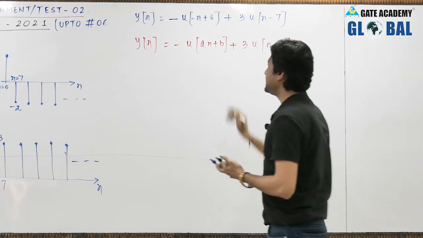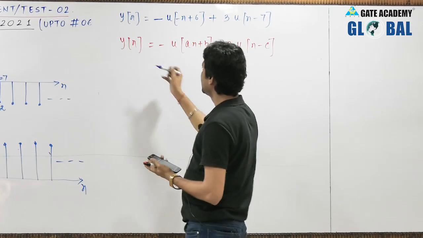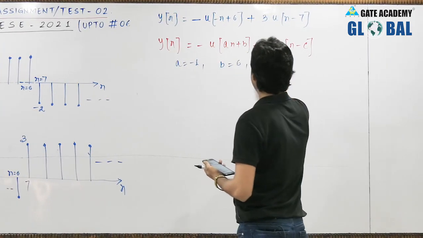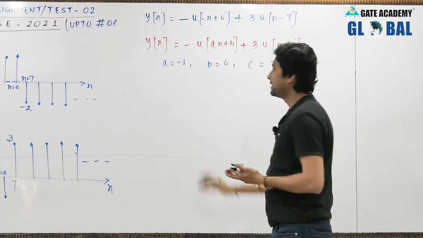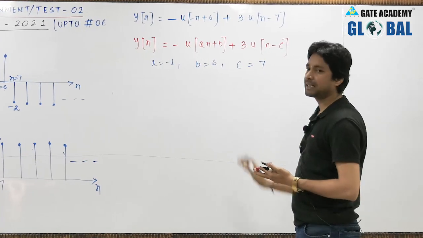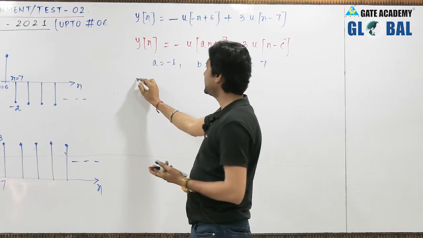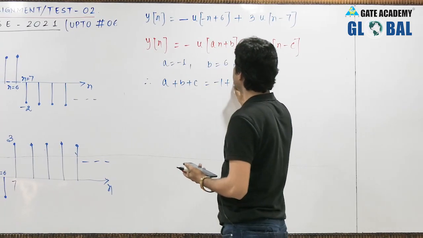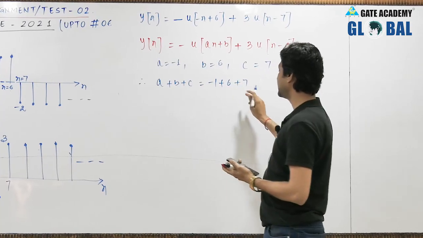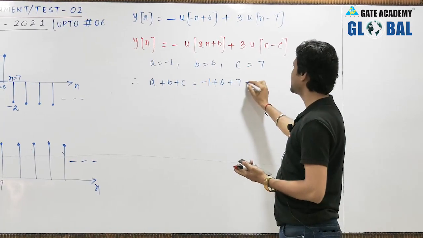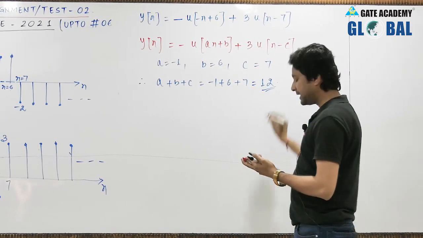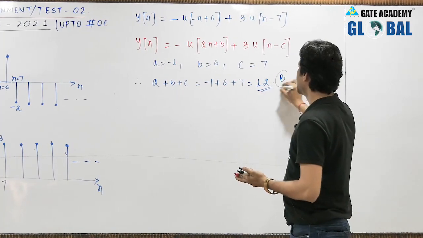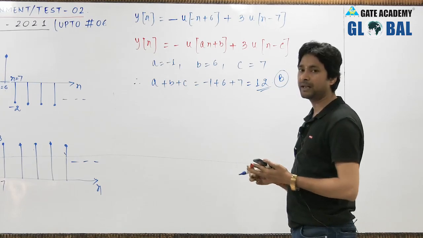If you compare these two equations, then you can get a is equal to minus 1, b is equal to 6 and c is equal to 7. So the value that is asked, a plus b plus c, is minus 1 plus 6 plus 7, that is 13 minus 1, that is equal to 12. And now you can see one of the options is given to be 12 and it is option B. So the option B that is having value 12 is correct.